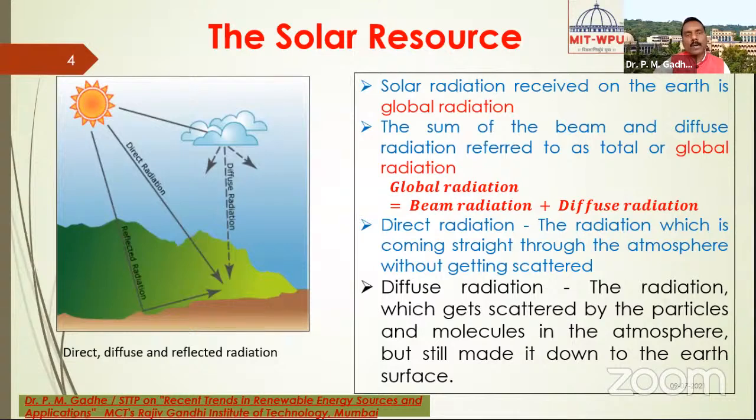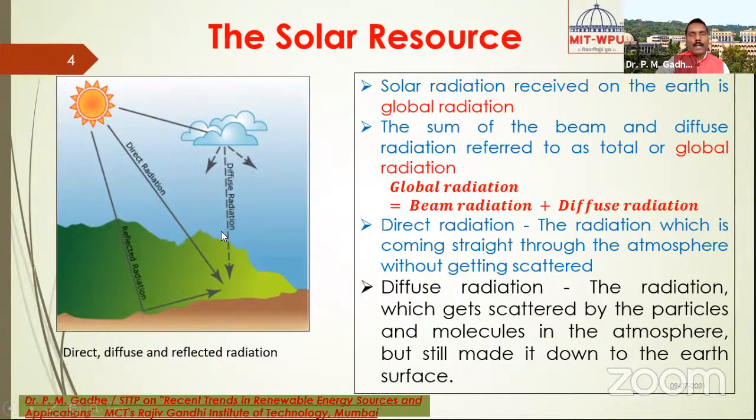The global radiation is the combination of the direct radiation, which you can see here in the figure, and the diffuse radiation. The direct radiation comes to the earth without any scattering or obstruction. But some of the radiation gets scattered due to particles present in the atmosphere, or due to the clouds and the satellites. That scattered radiation falling on the earth is known as the diffuse radiation. So the addition of the direct radiation and the diffuse radiation is the global radiation.